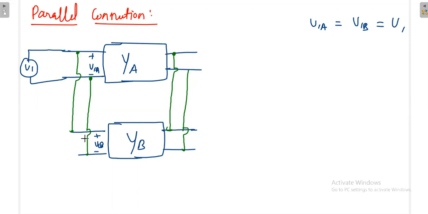Now what happens to the current? If I1A current is flowing, again you are applying the same voltage, but we do not know the nature of the network, so it will draw some current. Now this network is drawing I1A current, this network is drawing I2A current. Then what is the current drawn from the source? That is I1A plus I2A. So the total current drawn from the network, we will call it I1. That I1 is I1A plus I2A.